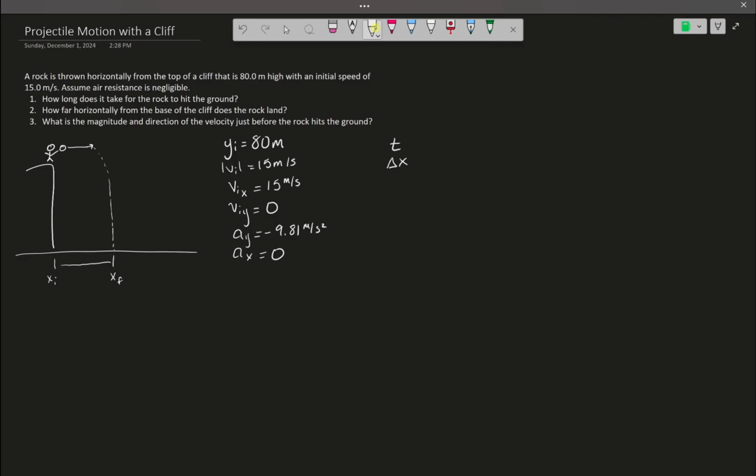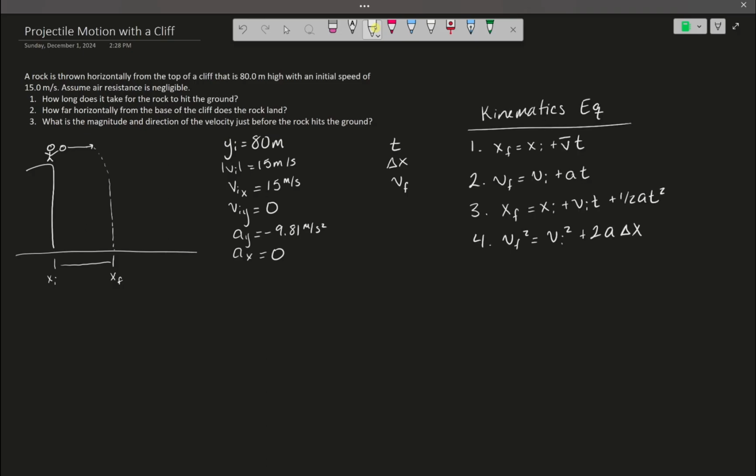And I want to figure out the magnitude and direction of the velocity just before the rock hits the ground. So I want to figure out the final velocity of this rock. So this is going to be a 2D kinematics problem, meaning that I have to consider the x and y directions separately. That's why I have the x and y subscripts on all of these variables here. So I want to write down my kinematics equations. So now that I have my kinematics equations written out, we can start to solve this problem.